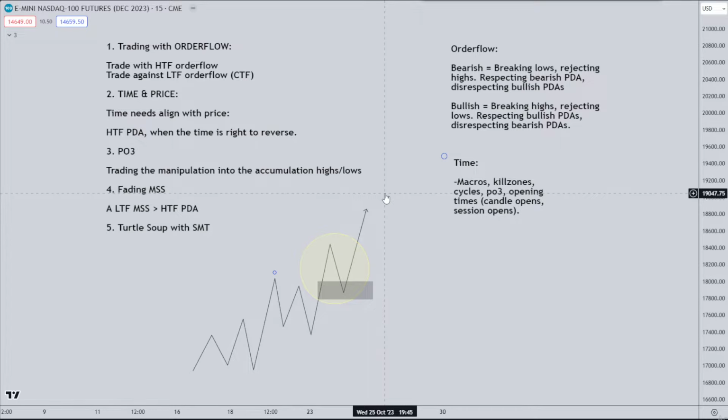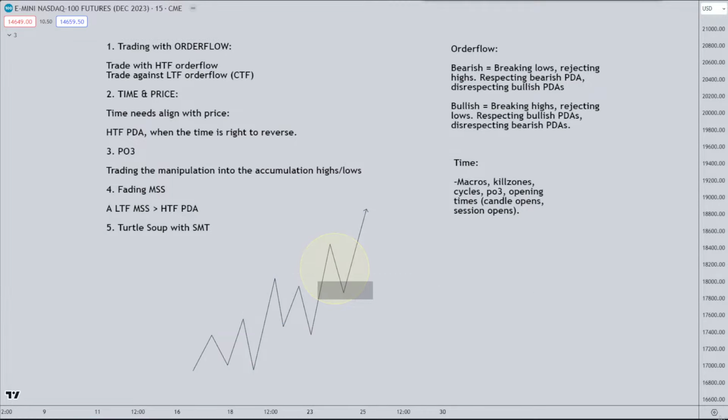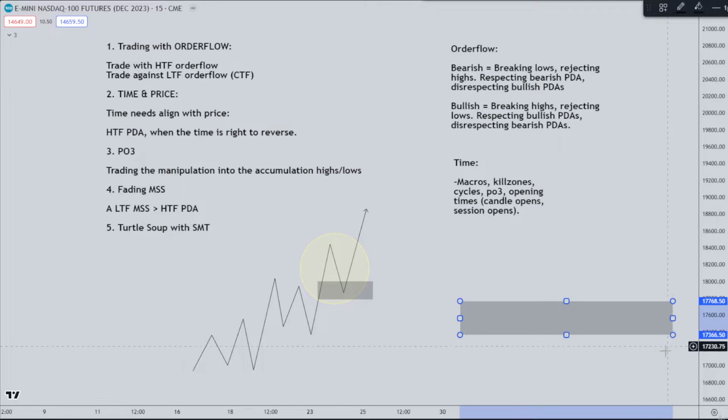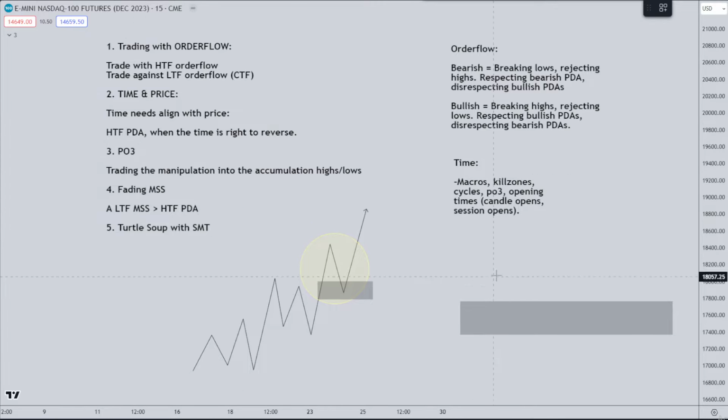So how do you know this reversal is going to happen though? How do you know how deep it's going to dig? Okay. Say this is your higher time frame PDA. Okay. And we start accumulating above it. Right. This is very, very basic. Accumulation above it.